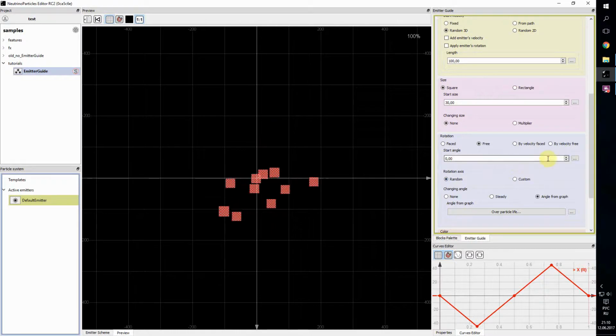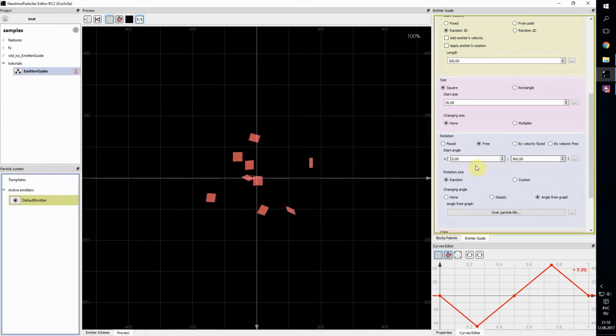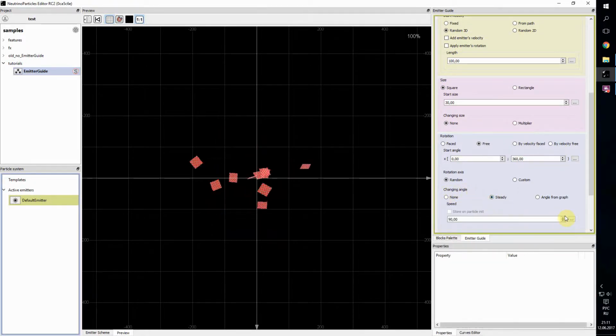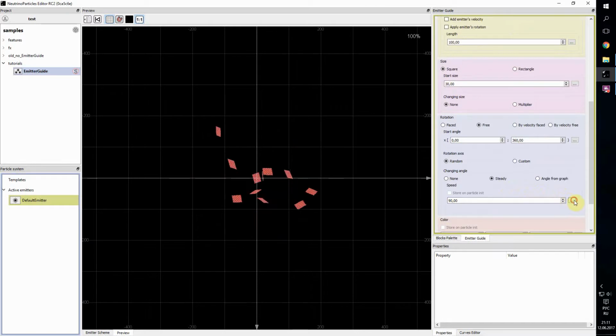So if we set up the starting angle to a random value from 0 to 360, we can see that all particles are now rotated around their own random rotation axis in the space. If you add some changing angle like steady rotation with a random value from minus 360 to 360, we will have randomly rotating particles in this space.